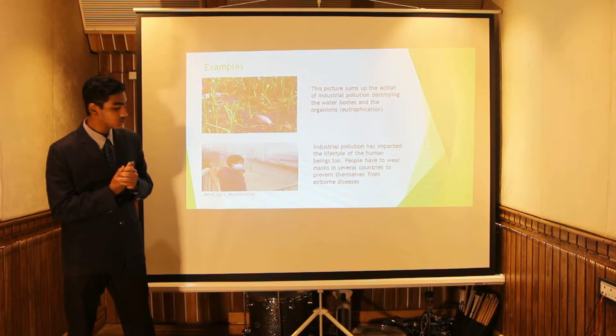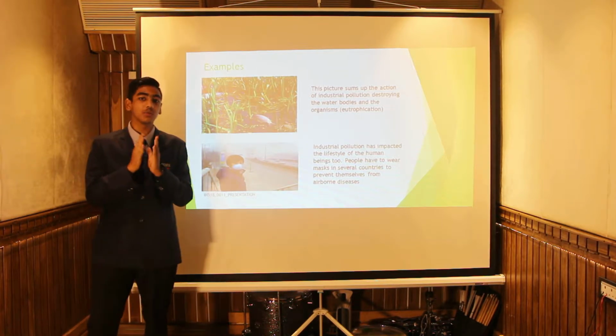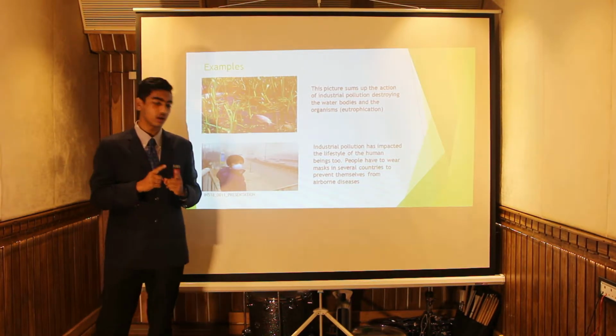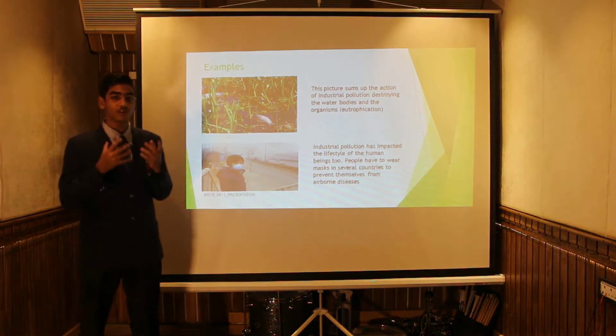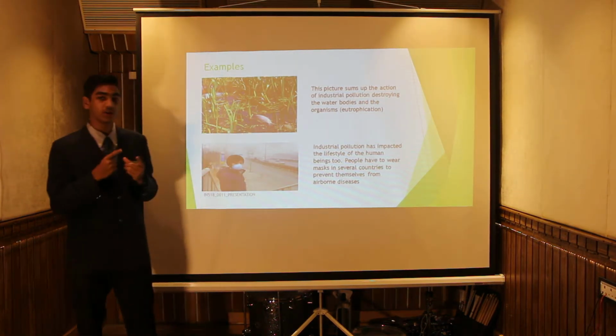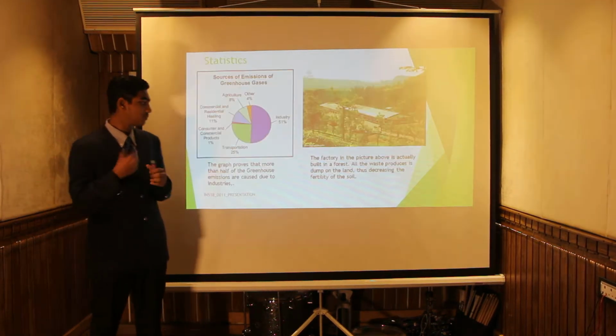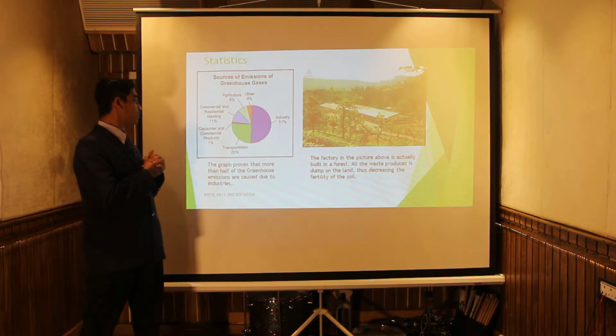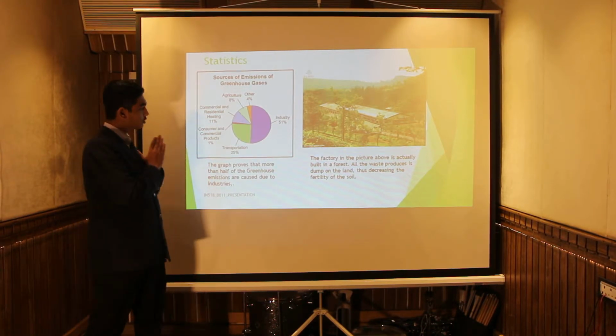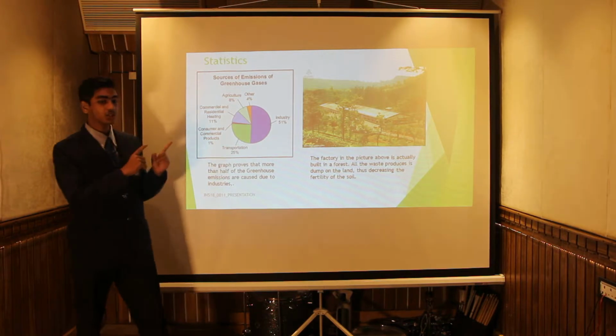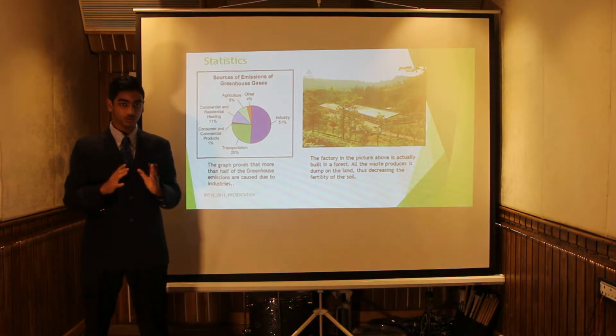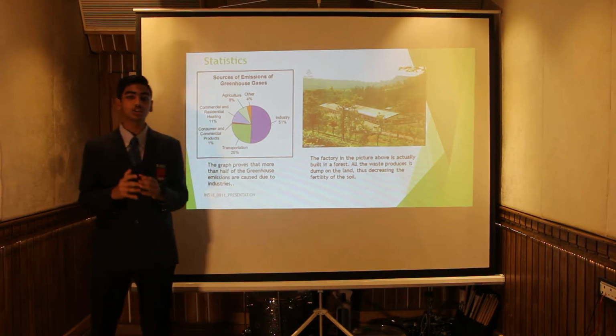The second picture shows how, due to industrial pollution, the lifestyle of the people is getting affected. People in China have to wear protection masks to prevent airborne diseases. Okay, so these are the statistics. The first statistic shows a pie chart. Now this pie chart shows that 51% of greenhouse gas emissions are just due to industries.